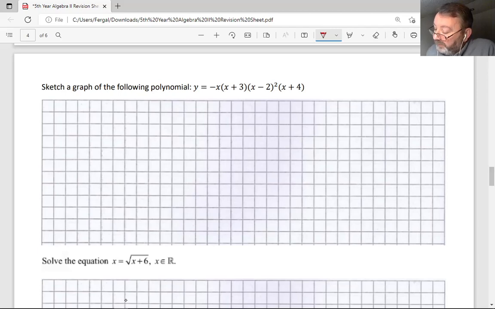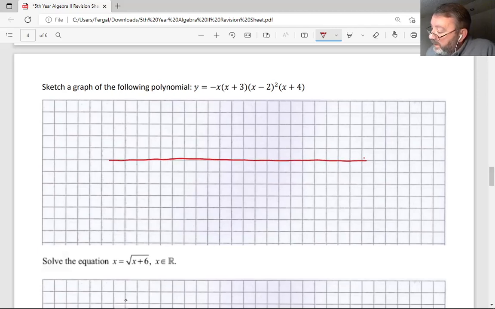All we need is our x-axis, like so. And I want to work out what the roots are. So the first one is x equals 0. The second one is x equals minus 3. The third one is x equals 2. The fourth one is x equals 2. And the last one is x equals minus 4. So we've got minus 4, minus 3. We have 0. We have 2, isn't it? That's it. 0 and 2. Yeah. So let's put 2 there.